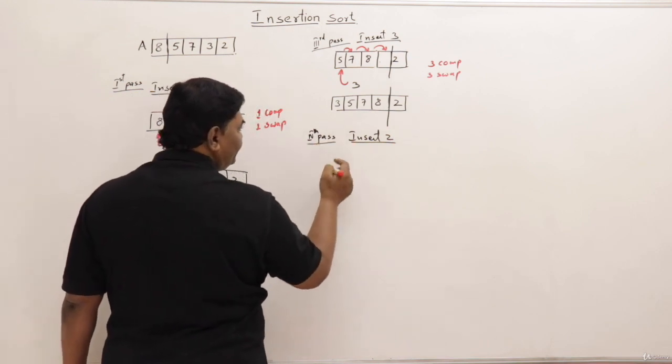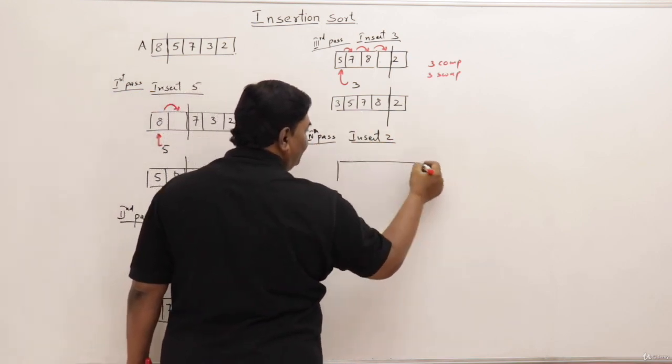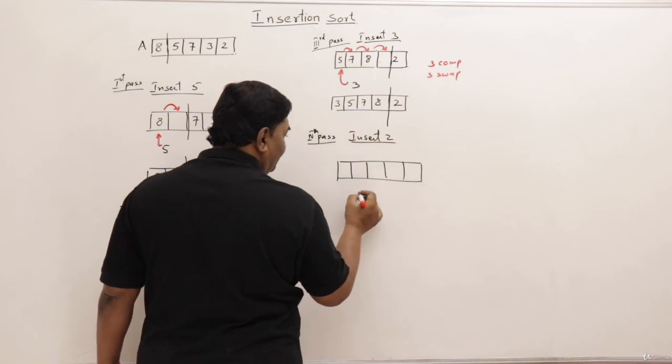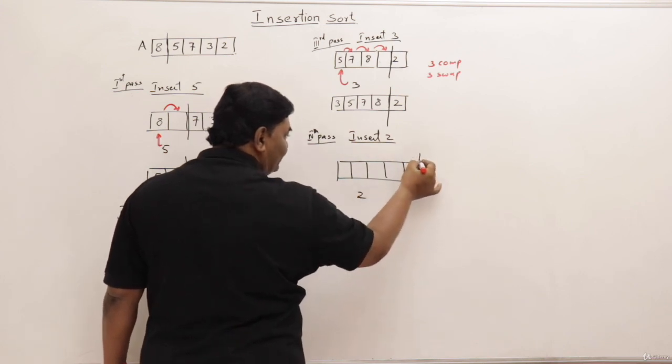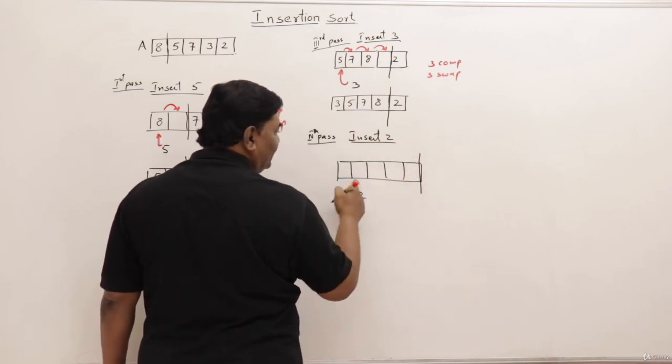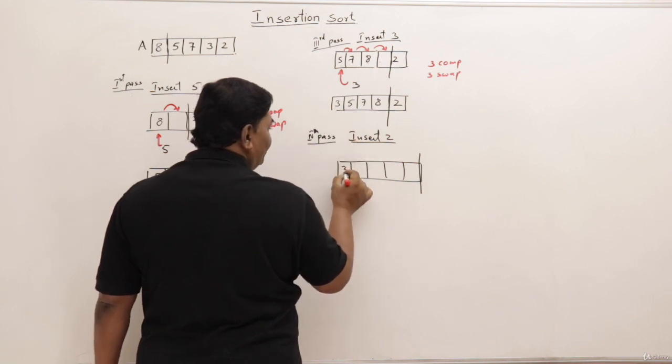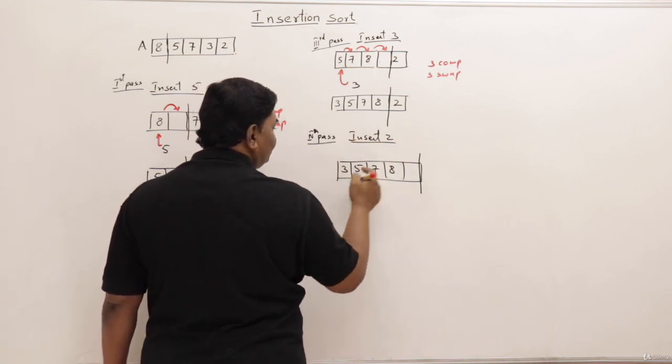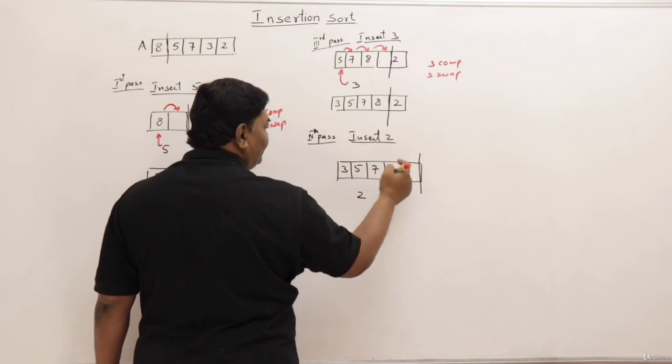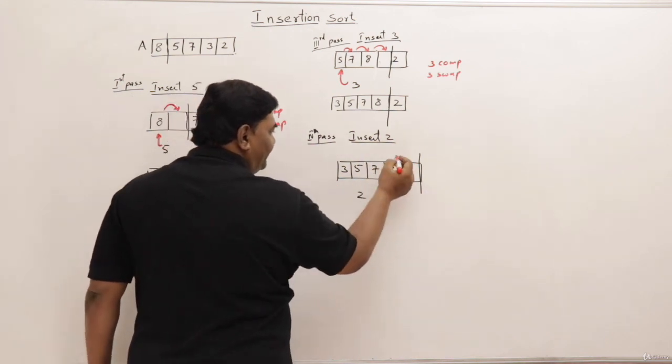Insert 2. So in this array, when we insert 2, from this side we will take out 2 and the list size will be maximum now till the last element. Presently sorted elements are these, that is 3, 5, 7, 8. This is a free space. Now start comparing and shifting the elements.